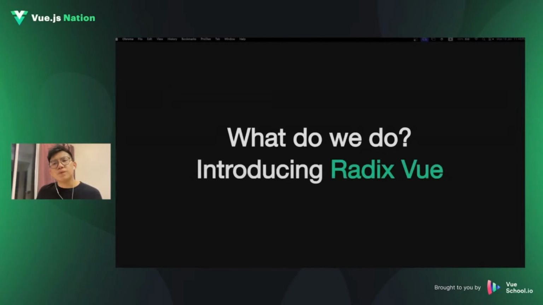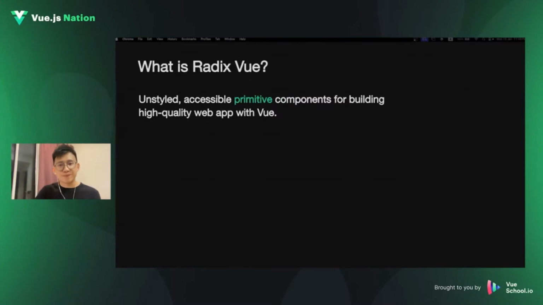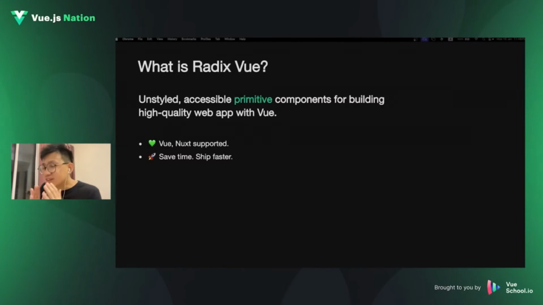So, what do we do here? Introducing Radix Vue. So what is Radix Vue? It is an unstyled, accessible primitive component library for building high-quality web apps with Vue. It comes with Vue and Nuxt support, and it saves time and makes you ship much faster. Instead of reinventing the wheel, you can build accessible components easily.